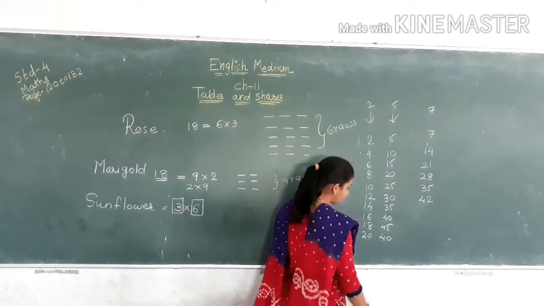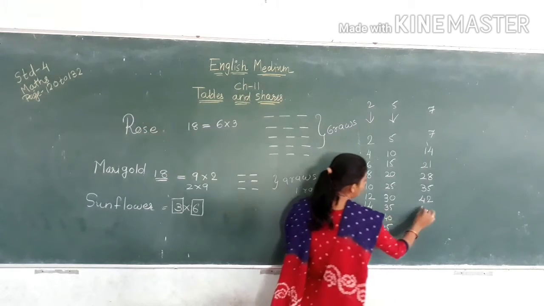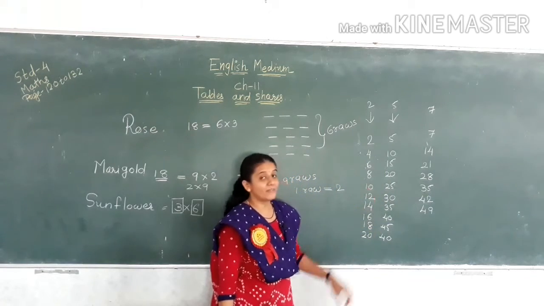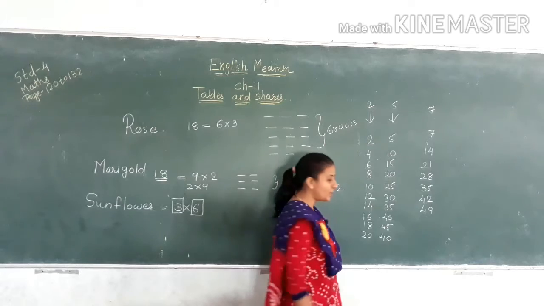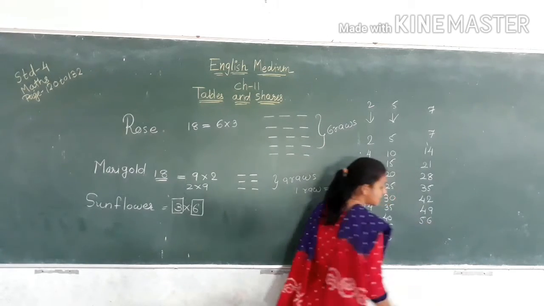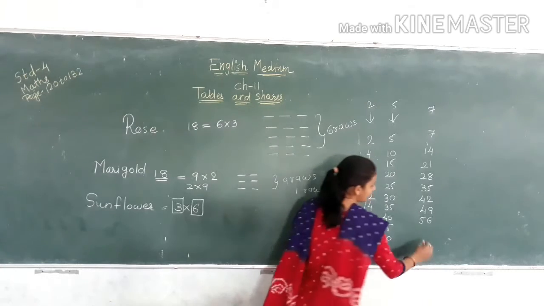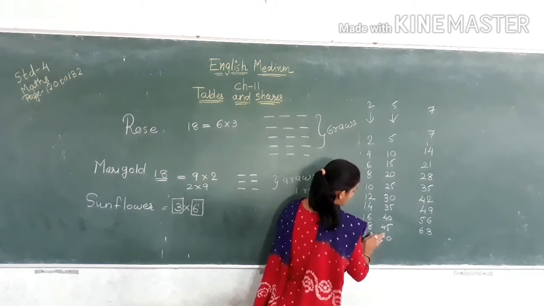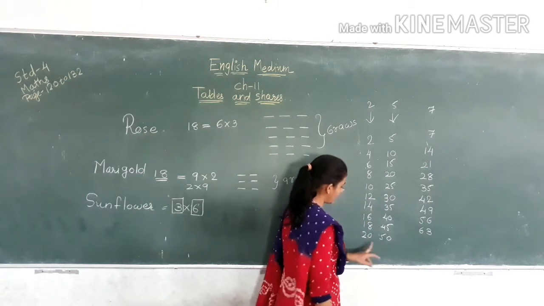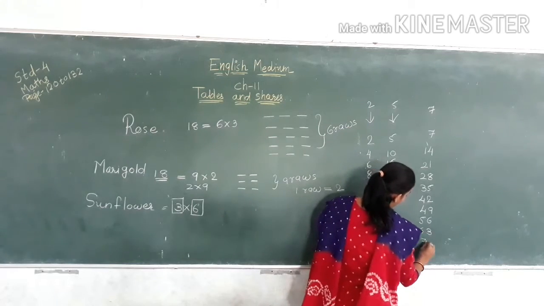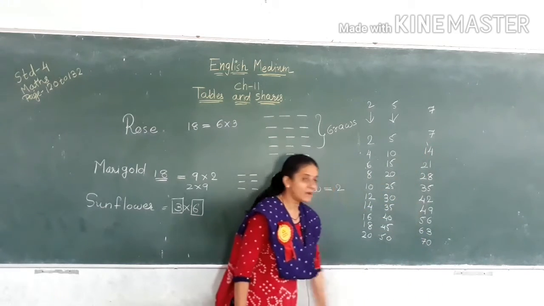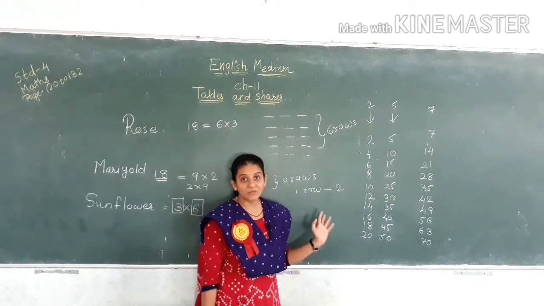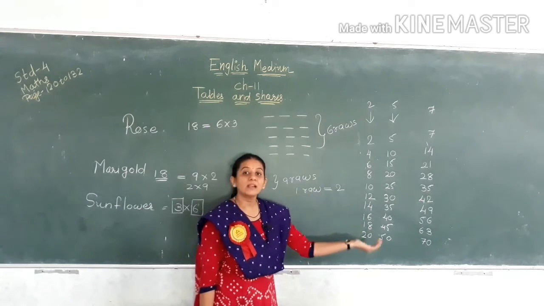14 plus 35, 49. So here 7 7s are 49. 16 plus 40, so 56. So 7 8s are 56. 18 plus 45, 63. So 7 9s are 63. 20 plus 50, so here 70. So we are making the 7 table with the help of the 2 and 5 tables. We are using the 2 and 5 tables to make the 7 table.